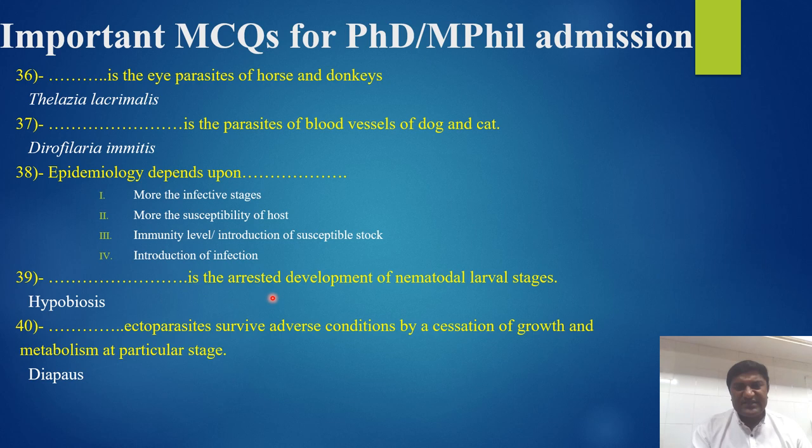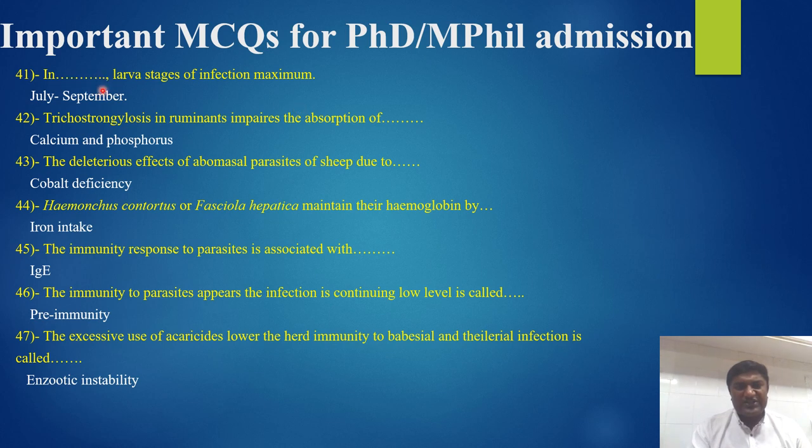Dash is the arrested development of nematode larval stages, that is hypobiosis. Dash: ectoparasites survive adverse conditions by a cessation of growth at a particular stage, that is diapause. So in dash, larval stages of infection peak between July and September.